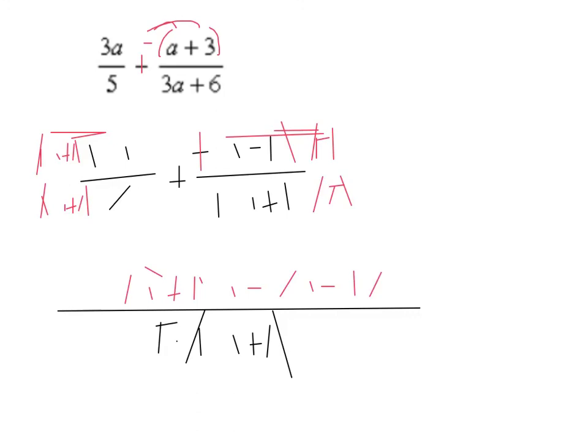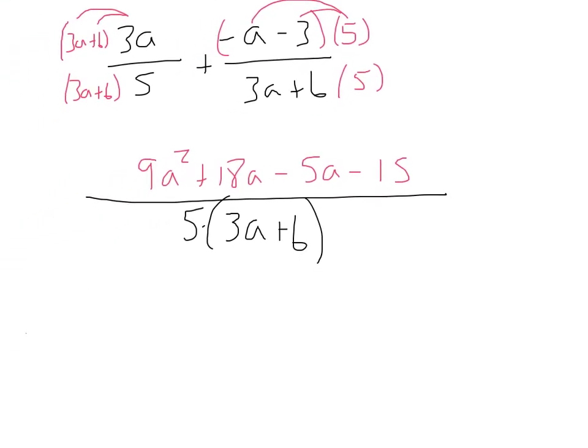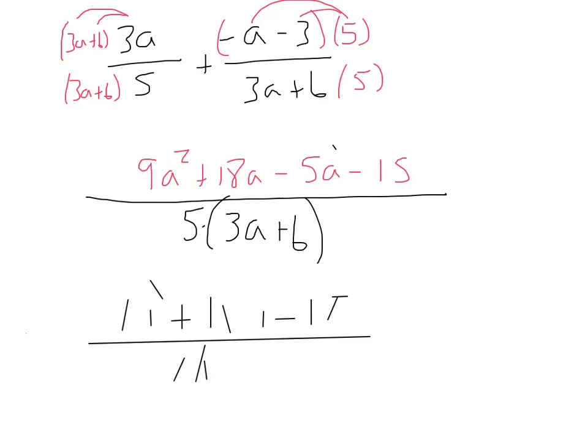We have a couple of like terms here that we can put together, and that would give us 9a squared plus 13a, when you combine these two, minus 15 all over 5, and then 3a plus 6. And this ends Section 6, Video 4.